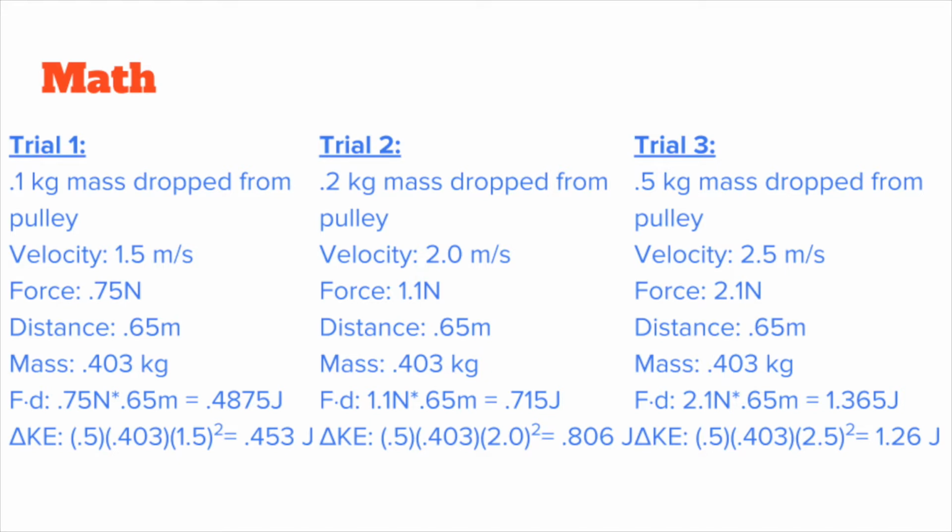So for the first trial, we had 0.1 kilograms dropped, which we plugged into the delta KE equation, where the initial KE was 0, and we ended up getting 0.453 joules. And we did that for all 3 trials, and then to find work using force times distance, we took the force that was measured using the IO-lab software times the distance, which was 0.65 meters, which equals 0.4875 joules, which was very similar. This same calculation was done for all 3 trials.